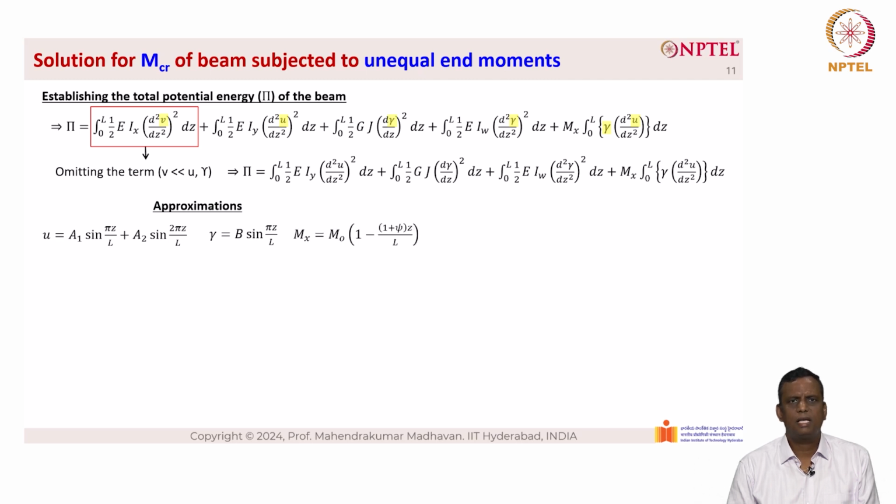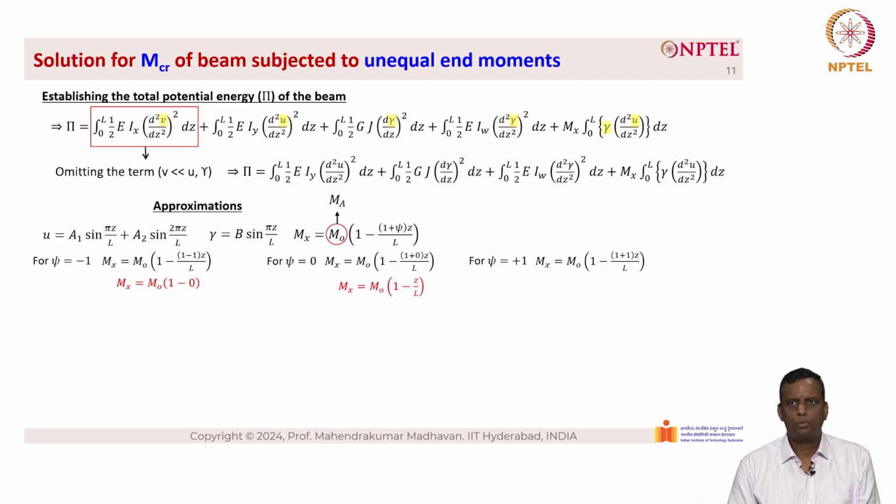Mx is defined as Mx equal to M0 into 1 minus (1 plus ψ) into z by L, where M0 is basically Ma. For ψ equal to 0, we have Mx equal to M0 into 1 minus (1 plus 0) into z by L. So we have Mx equal to M0 into 1 minus z by L.